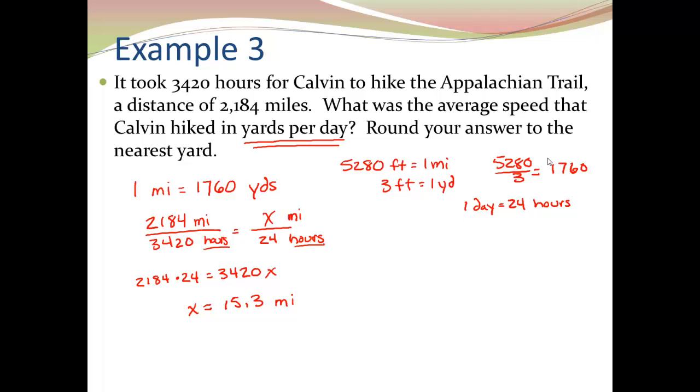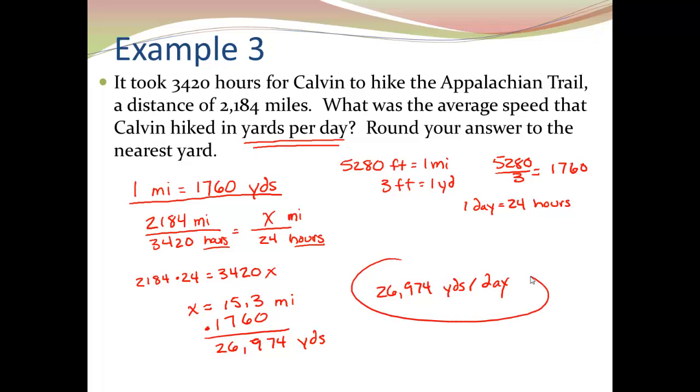So now that's where this comes into play. We know that 1 mile equals 1,760 yards. So we can just take that 15.3 and multiply it by 1,760, which is going to give you 26,974 yards. So he hiked 26,974 yards per day, which should be your answer.